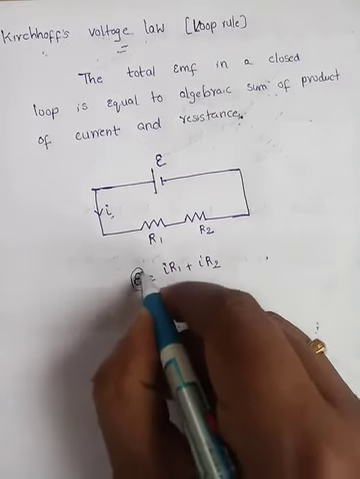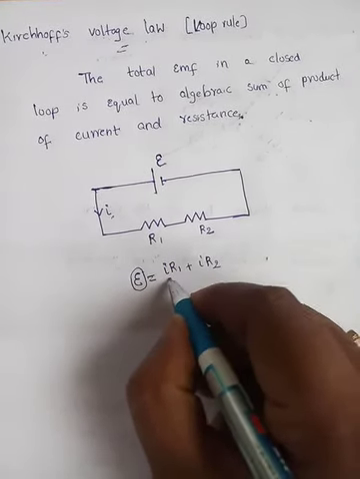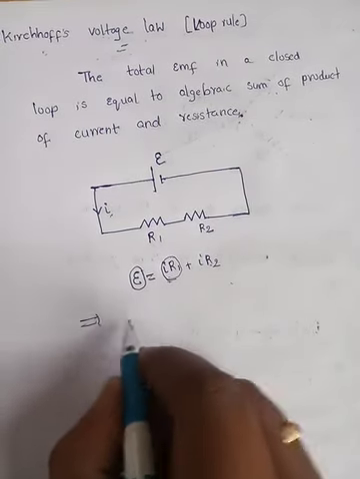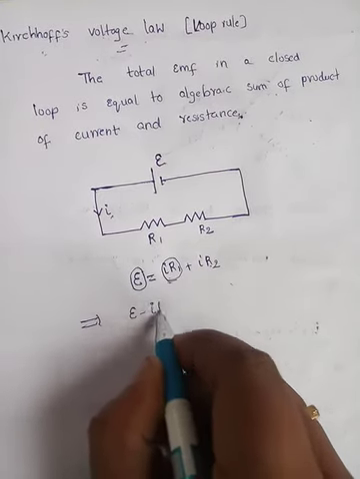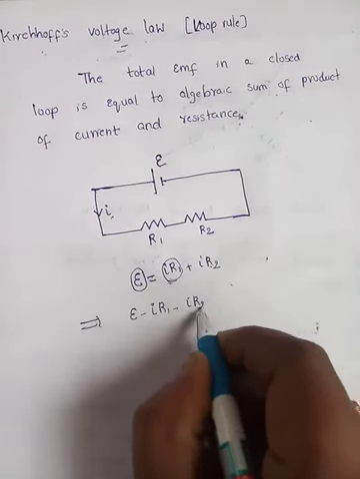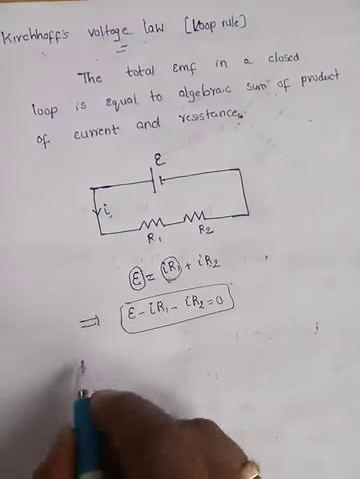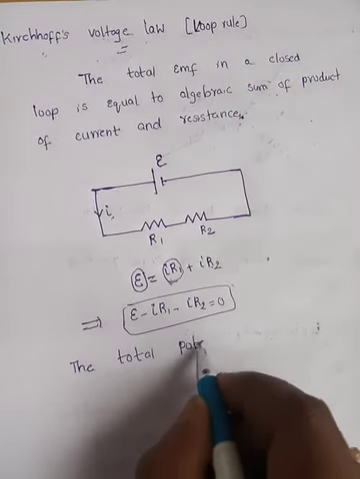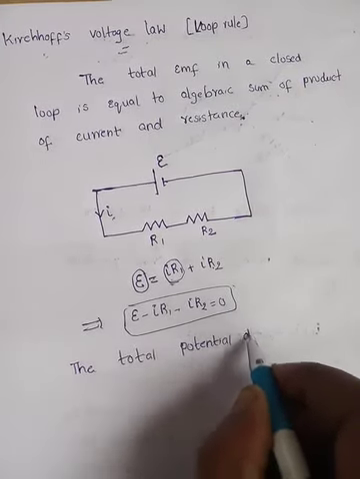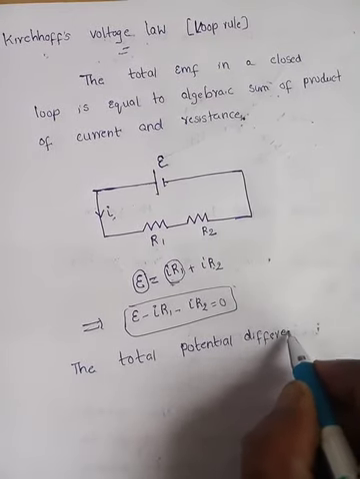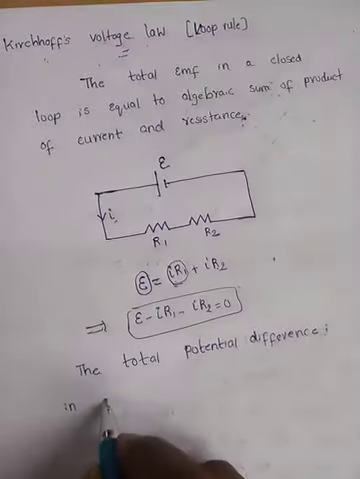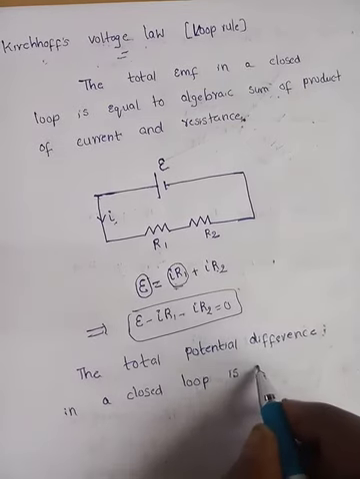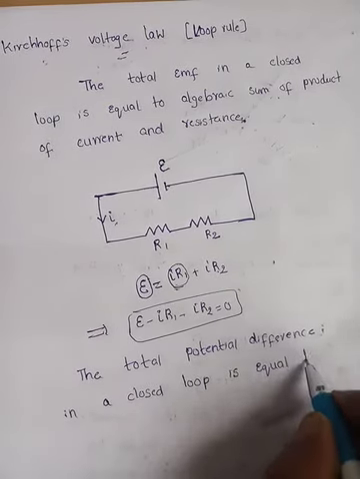The total EMF in a closed loop is equal to the algebraic sum of the product of current and resistance. That implies E minus IR1 minus IR2 is equal to 0. So we can write that the total potential difference in a closed loop is equal to 0.